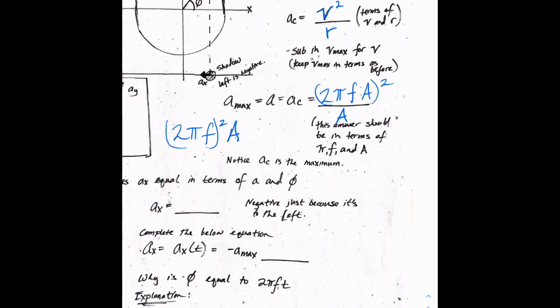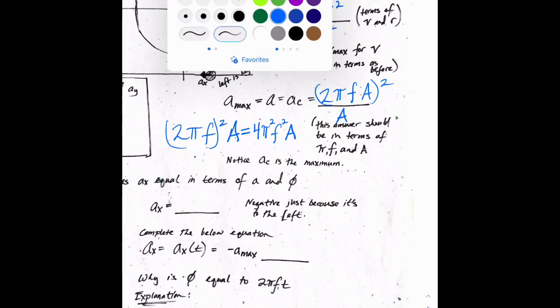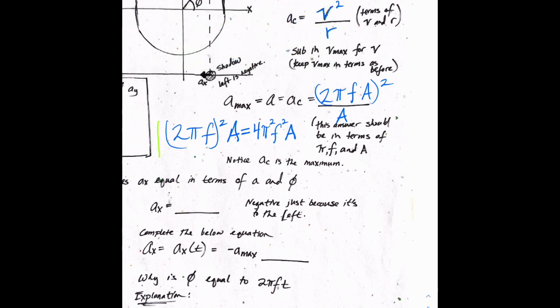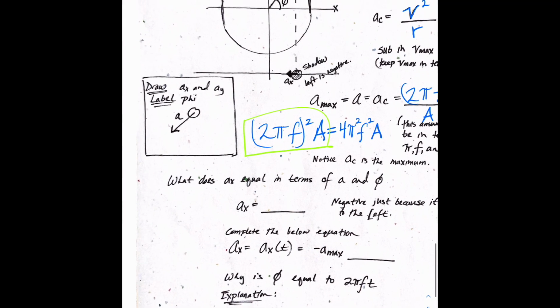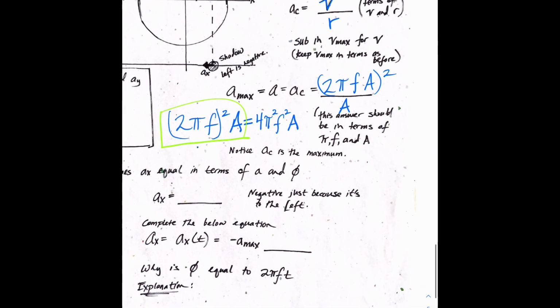right? Which is also equal to, and you can write it like that, or you can write it like this, 4 pi squared f squared times the amplitude. And either of those are okay. I think the one that shows up more so in the textbook, and the one we're going to use more often than not, is going to be this one. All right, so anyways, (2 pi f) squared times the amplitude.